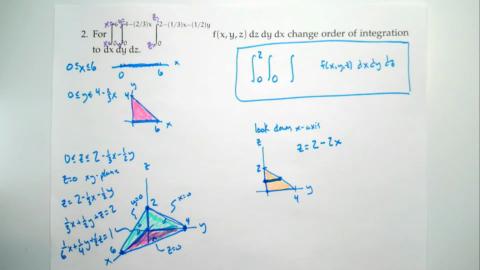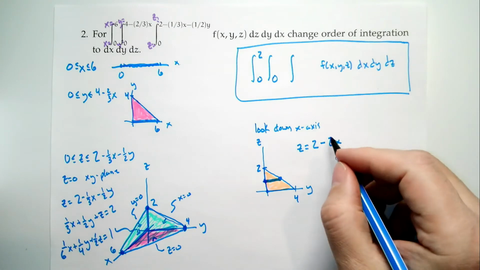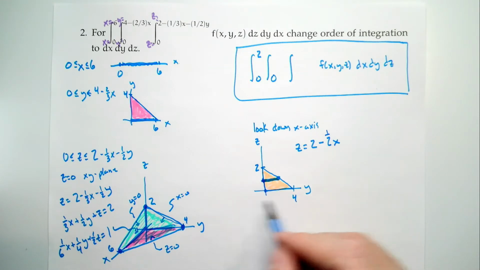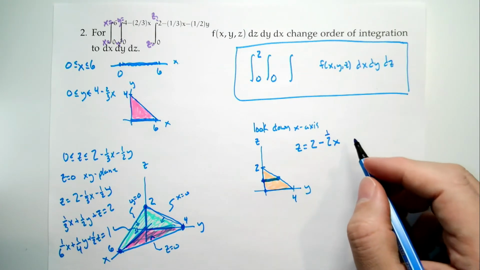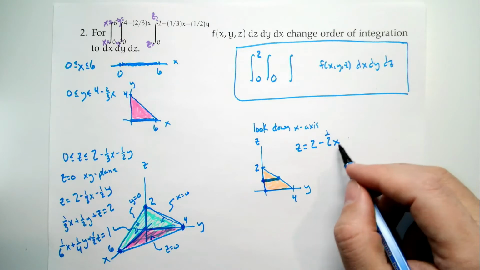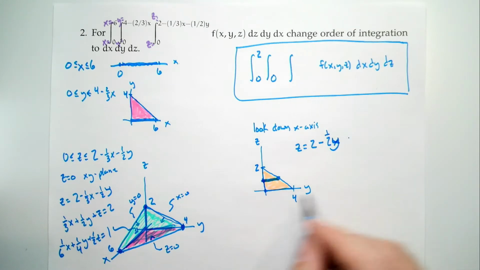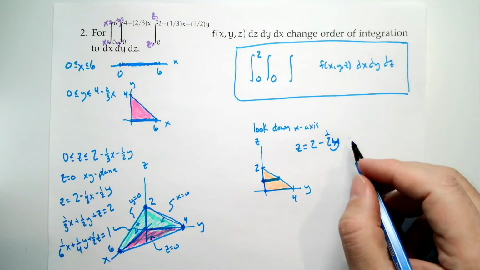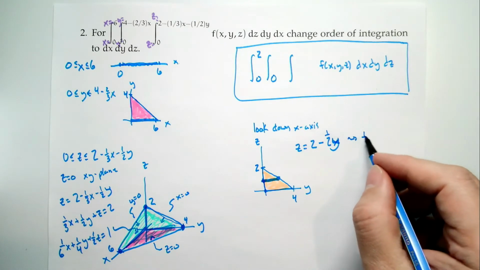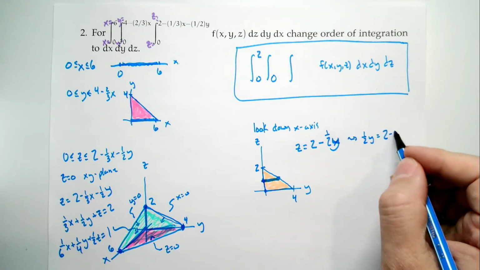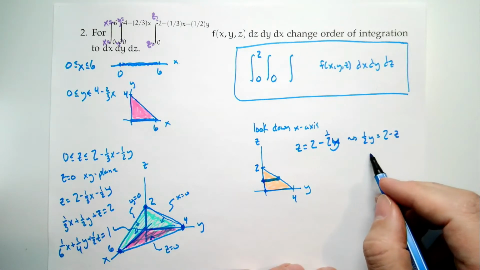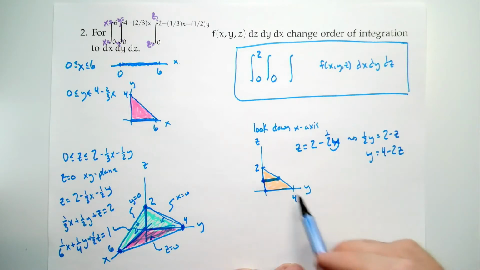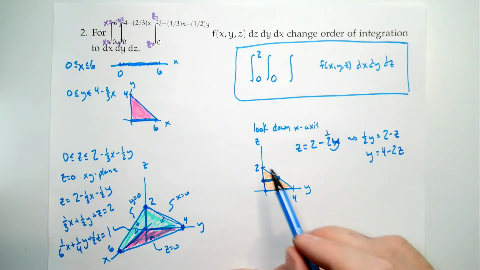Is that right? No. A half, ha ha. Rise is 2, run is 4. All right, 2 minus a half x. Then I can say, y. That's not x, that's y. Can't believe it. Classic Butler mistake. A half y equals 2 minus z, multiplied by 2. y equals 4 minus 2z. So that's that line. y is a function of z.